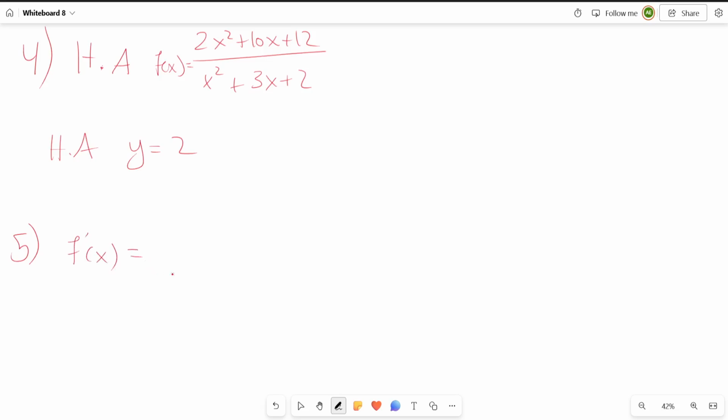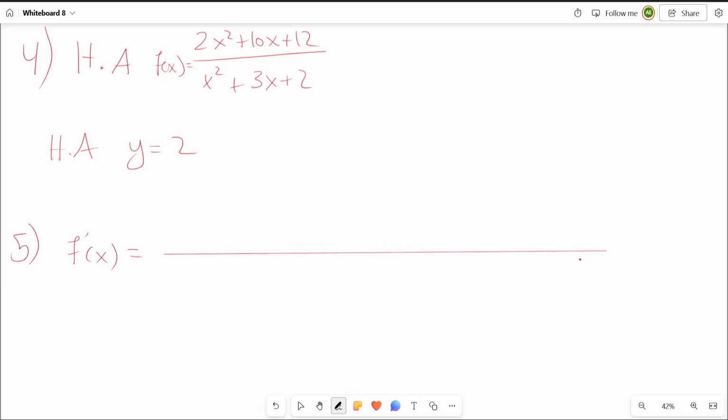I can see that this is a rational function, so I can use the quotient rule in differentiation to do that. Okay, please go check my differentiation playlist on the top right hand corner. It's super, super useful. So it goes like this. It's the differentiation of the numerator. So differentiating 2x squared plus 10x plus 12 is going to give me 4x plus 10. So the differentiation of the numerator, multiply the denominator, x squared plus 3x plus 2.